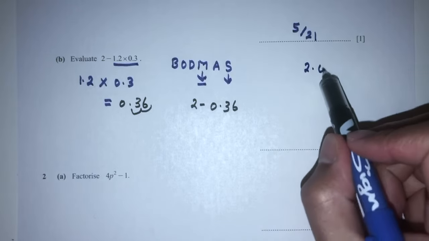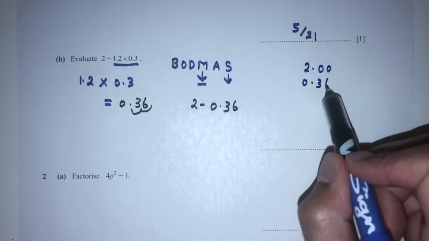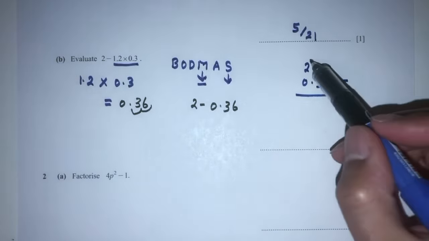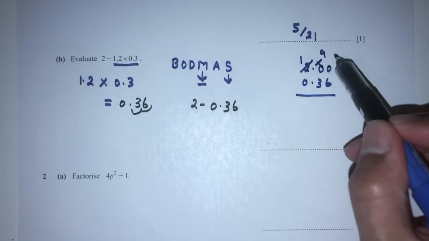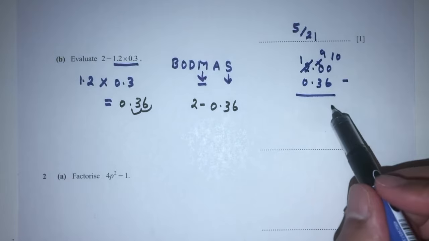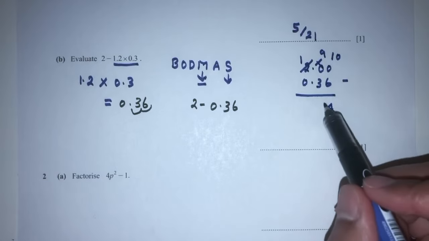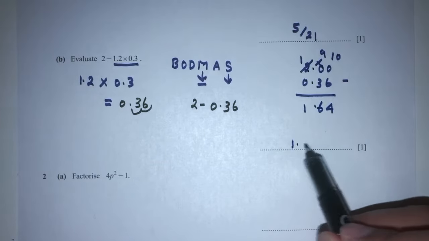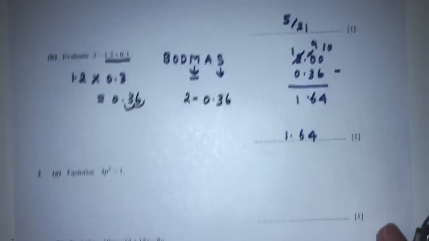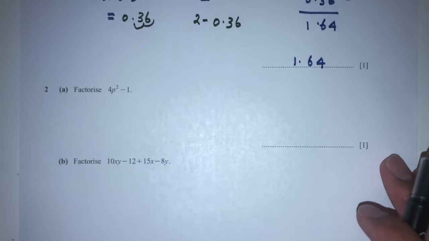2 is 2.00 minus 0.36. 0 minus 6, borrow 1, that will be 10 minus 6 is 4, 9 minus 3 will be 6, and 1. So 1.64. And let's move on to question number 2.